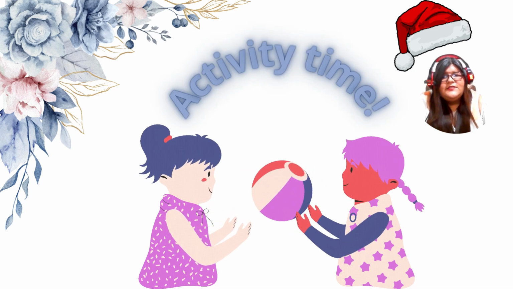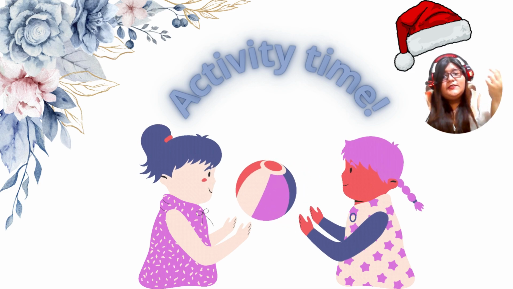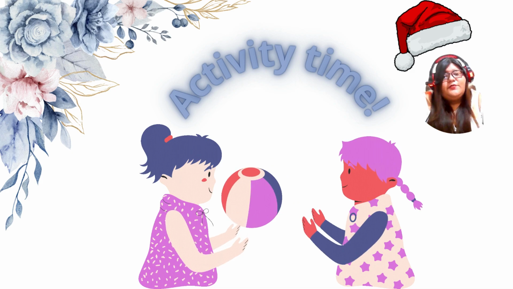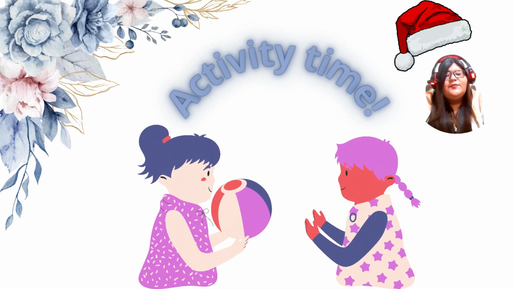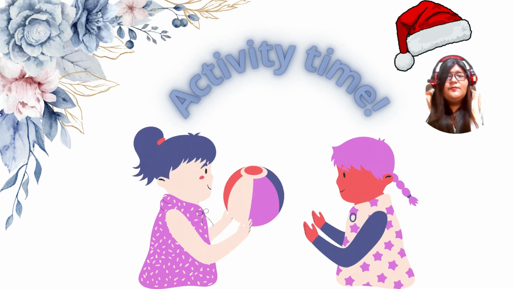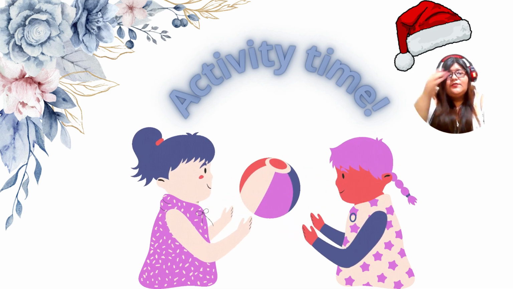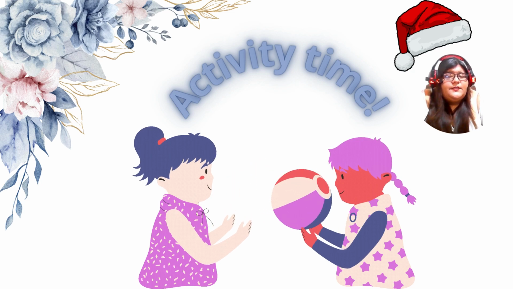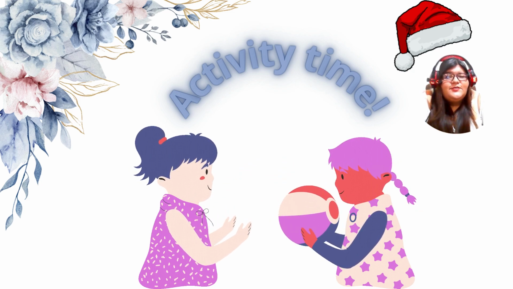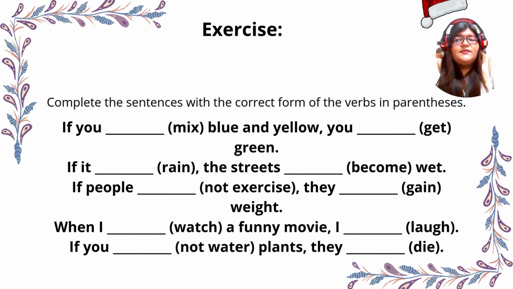So now, guys, after all that information and examples that I gave you, it's time for an activity. Don't be afraid, it will be easy. Remember that previously we saw the simple present, and if you didn't watch my videos, I recommend you watch my video to understand this topic a little bit better. So let's begin with the activity time. It says exercise. Complete the sentences with the correct form of the verbs in the parentheses. For example, if you mix blue and yellow, you get green.